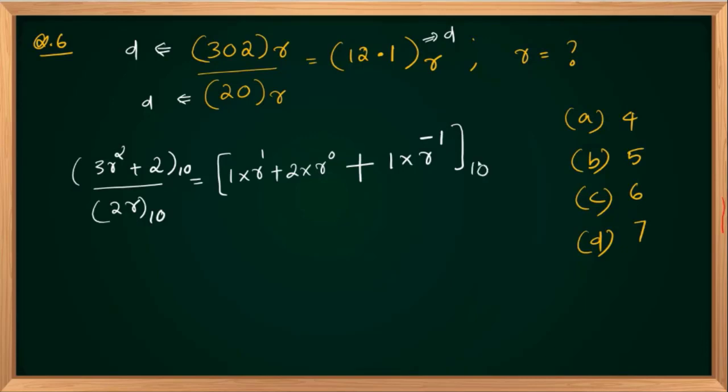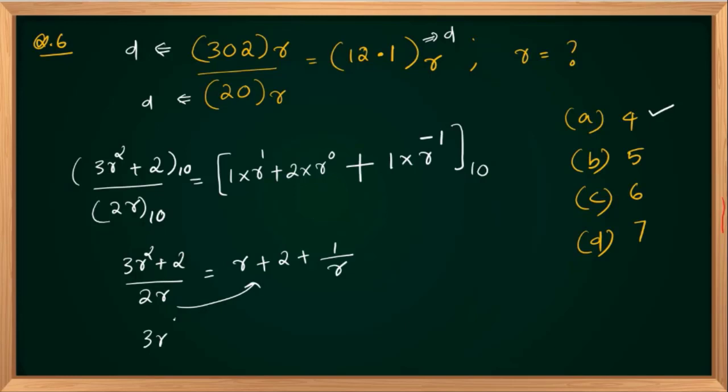Right, very good. Prince is answering 4. Very good. So this will be (3r squared plus 2) upon 2r. The right hand side will become r plus 2 plus 1 over r. Taking this into the right hand side, 3r squared plus 2 equal to, this will become 2r squared plus 4r plus 2.